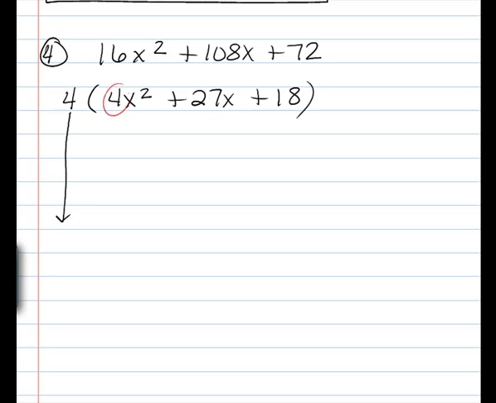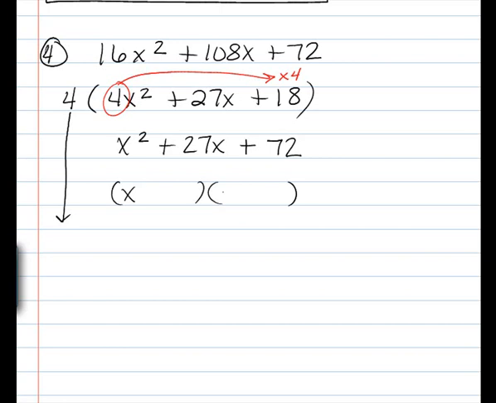And we're going to take this 4 inside here and multiply it times our 18. So we get x squared plus 27x plus 72. I'm going to draw our parentheses. Got an x and an x. Because this sign is positive, they're telling us they're going to be the same. And this sign is also positive, so they're telling us they're both positive. So we've got a plus and a plus for our signs.